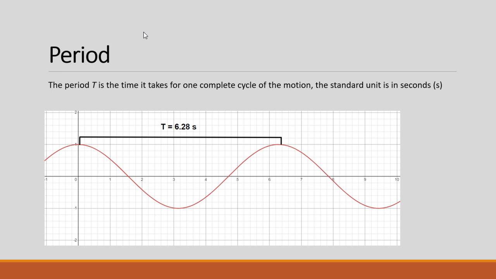Next, the period of a wave is the time it takes to complete one full oscillation or one full cycle of motion. So this can be measured as the time taken to go from peak to peak, or from trough to trough, or any two of the same points along a wave.